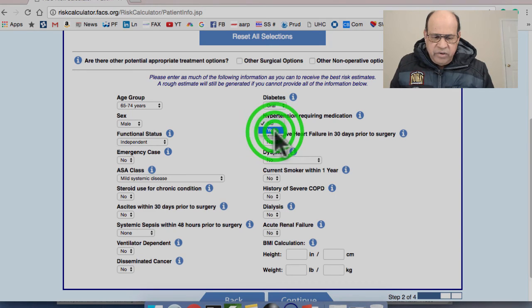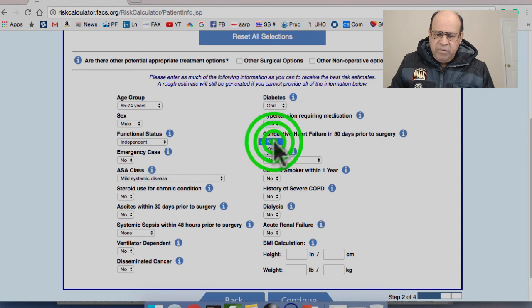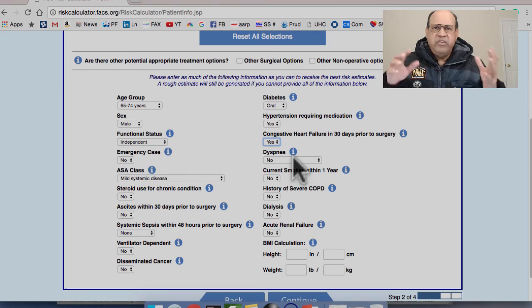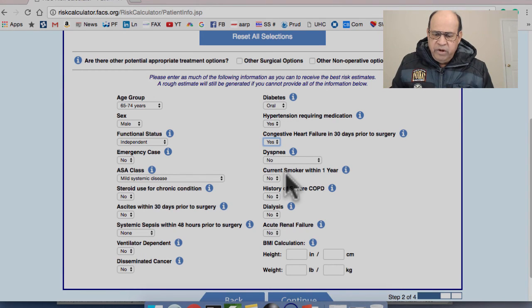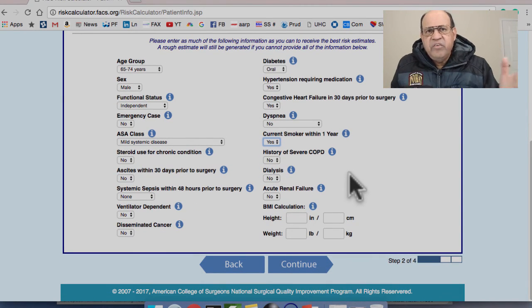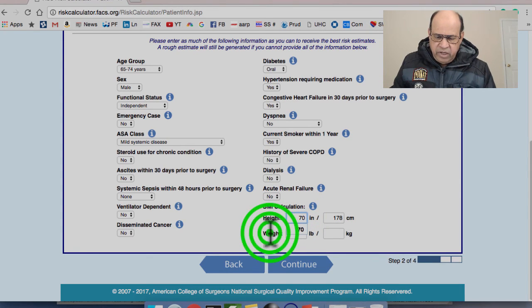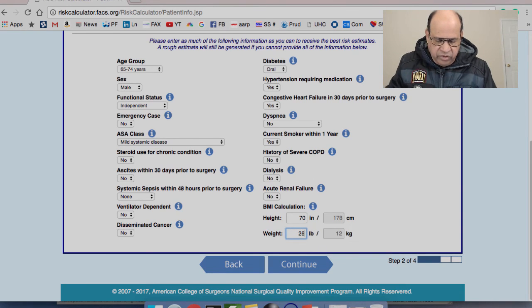Of course, 66 years old, he's got hypertension. Well, maybe he's got some congestive heart failure, but it's controlled. He doesn't have dyspnea. Let's say the heart failure is controlled. Current smoker within a year, say yes, why not? History of COPD, let's say he doesn't have a lung problem, at least to start with. The patient has no kidney problem, he's not on dialysis, no history of acute failure, and he is like 70 inches. And let's give him some mild obesity, 264 pounds. Golly, he's 120 kg, so he is moderately obese. So let's see what his perioperative risk is.